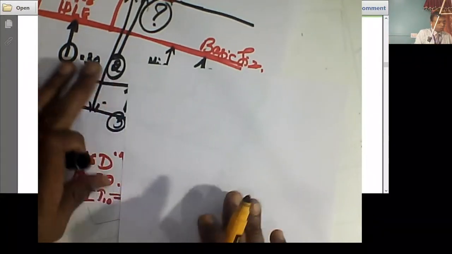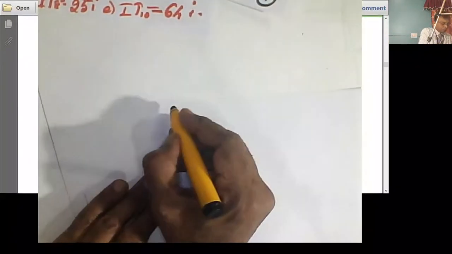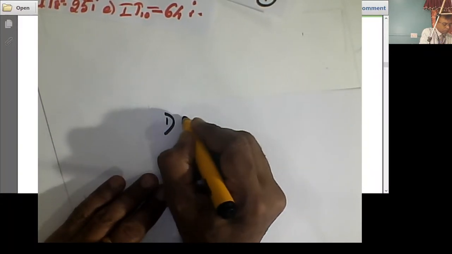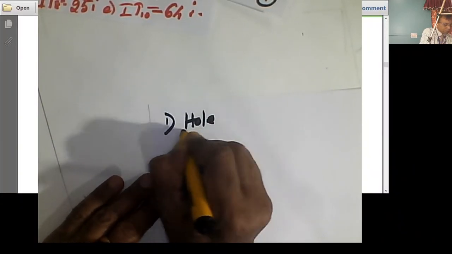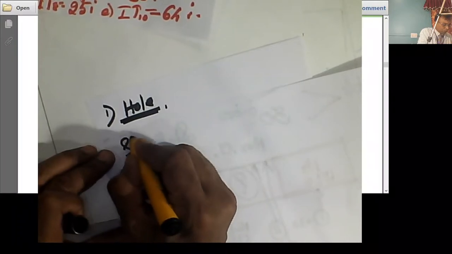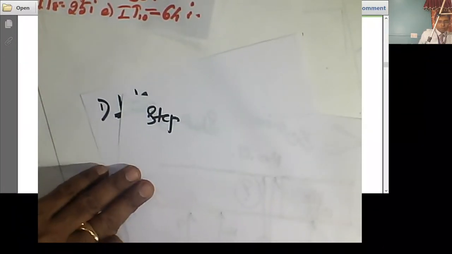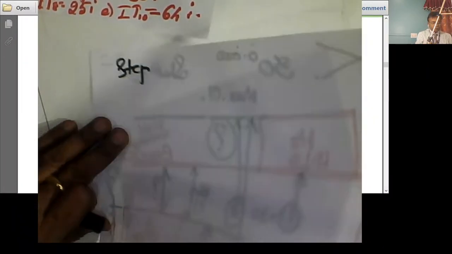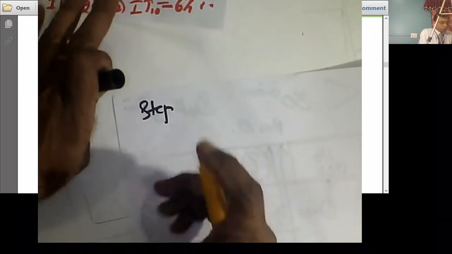First, let me solve the hole dimension. Prior to that, we need to solve these two parts. Very important, step one. Before solving any numerical, we have got to follow two steps.